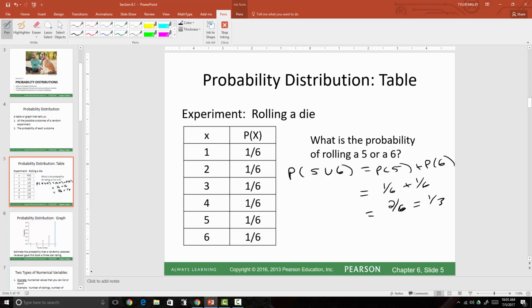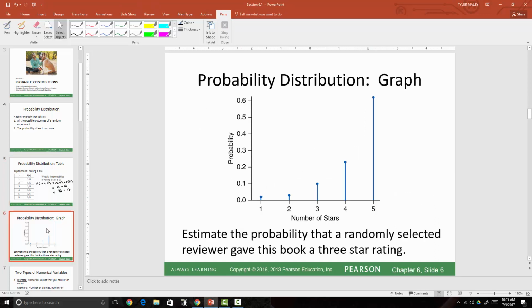The next slide looks at a probability distribution graph. It asks us to estimate the probability that a randomly selected reviewer gave this book a 3-star rating. We would come up here and follow the 3 across to estimate. It's really close to 0.1. If you had a ruler with the graph, it might be easier to know for sure, but just drawing that by hand, it looks really close to 0.1, so we could estimate that the probability is 0.1. With the graph, notice that down here we have what we're considering, and along the y-axis is the actual probability.